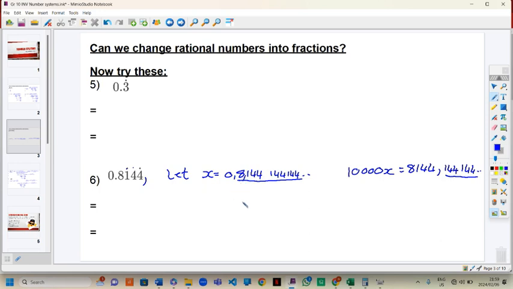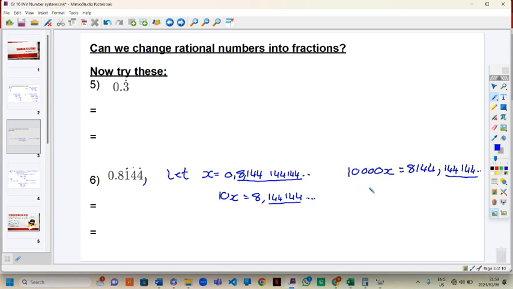Boom. Okay, how many times am I moving it? I'm moving it once. So what am I multiplying by? Good, multiplying by 10. Okay, and I'm going to have 8.144144 and so on and so forth. Okay, now do those decimals look the same as those ones? Yes, so can they cancel? Yes.